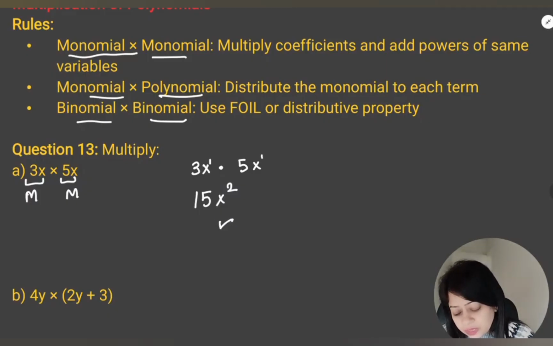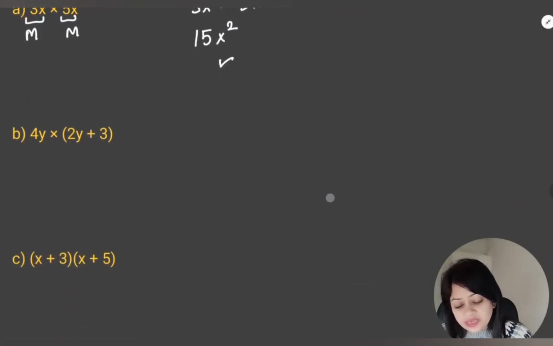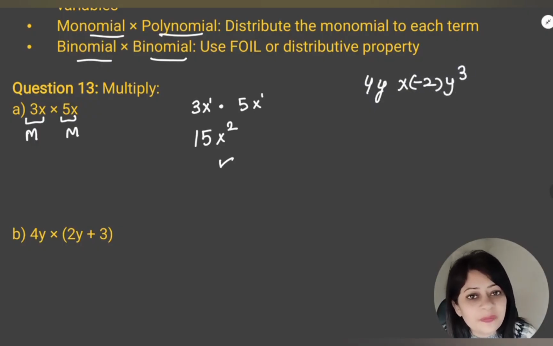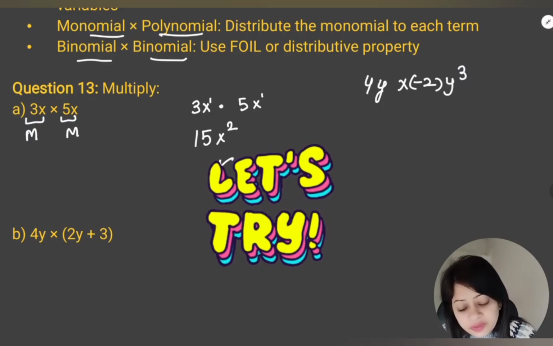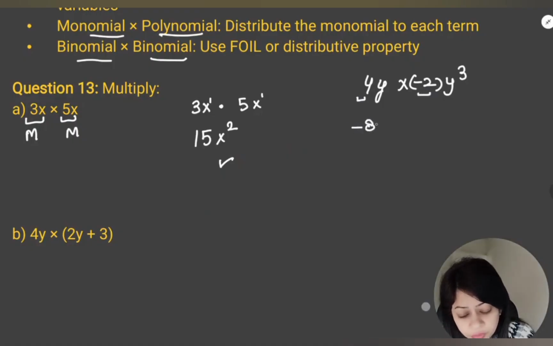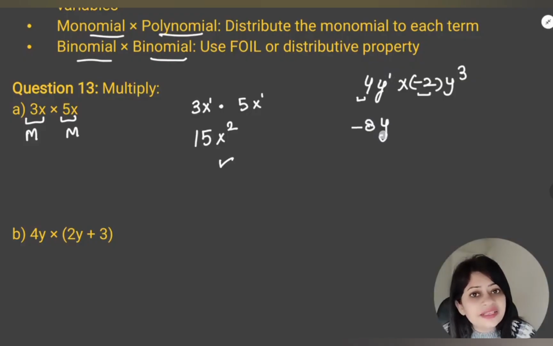Now, second question. I want to give another example here. Suppose you have 4y multiply minus 2y cube. Can you solve this question now? We will multiply coefficients first. What is 4 multiply minus 2? You will say minus 8. Now, I told you, you just need to count how many y's you have. Here you have 1 y, here you have 3 y's. What is 1 plus 3? 4. So, this is the answer.